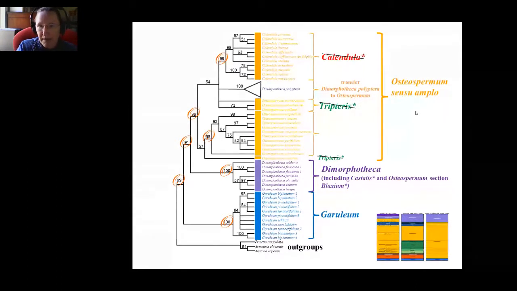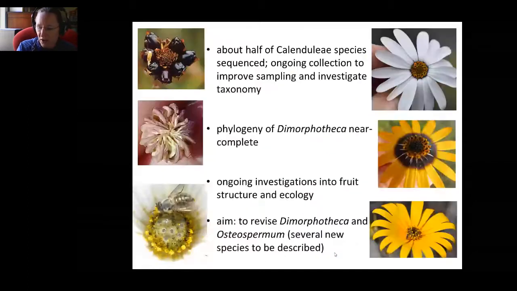So I'll wrap up there just to say that more than half of Calendula species have been sequenced, and there's ongoing collection to improve sampling and investigate the taxonomy there. The phylogeny of Dimorphotheca is near complete. Thabit is writing that up for publication this year. We're continuing investigations into reproductive ecology. Ultimately, the aim is to revise Dimorphotheca and at least part of Osteospermum. And there are several new species that we've discovered which we need to describe. So watch this space. And thanks very much for listening.